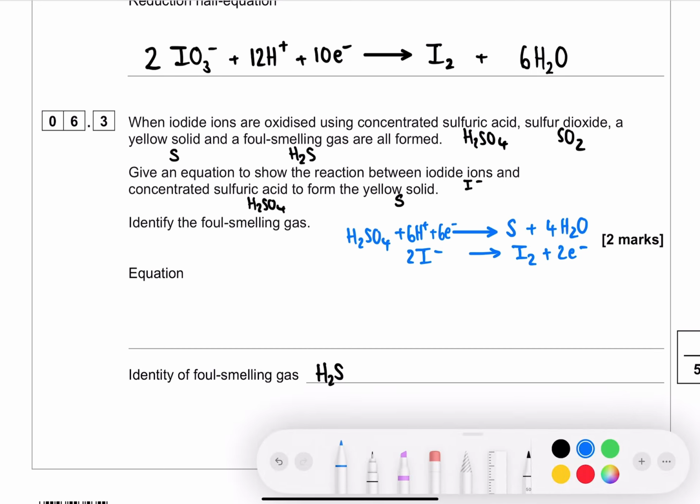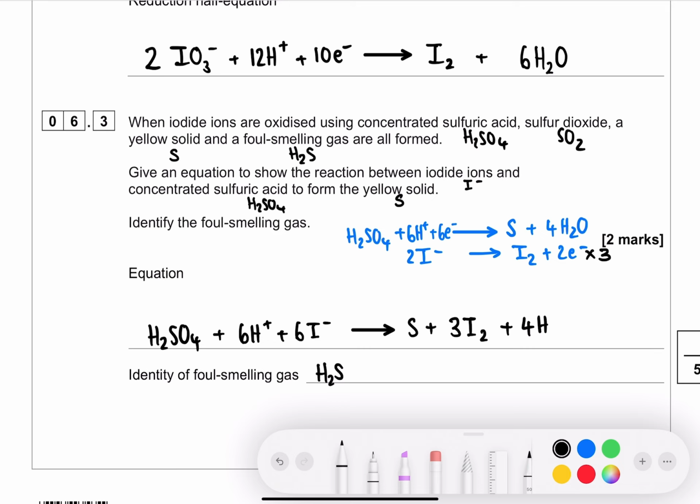And to combine those, we're going to times the iodide half equation by 3. So we're going to end up with H2SO4 and 6 H pluses and 6 I minuses are going to form sulfur, 3 iodines and 4 waters. And that would be our overall equation.